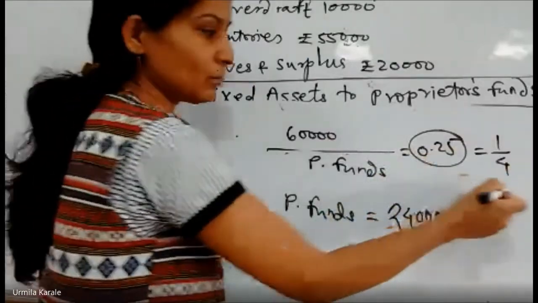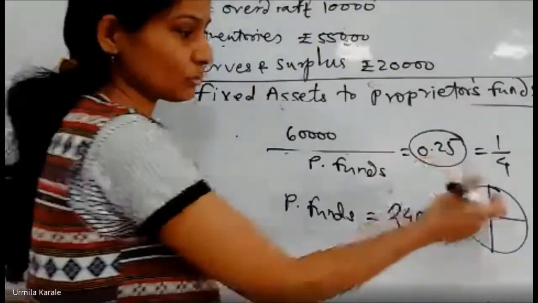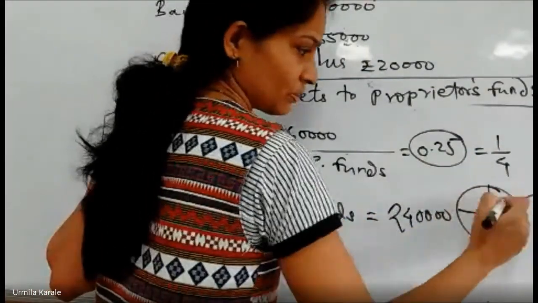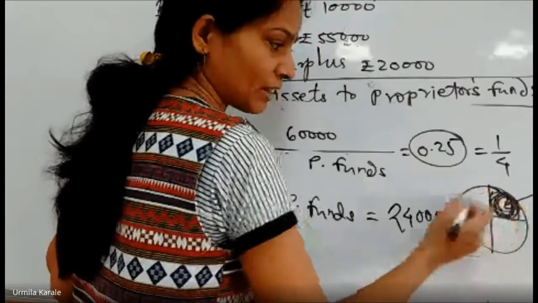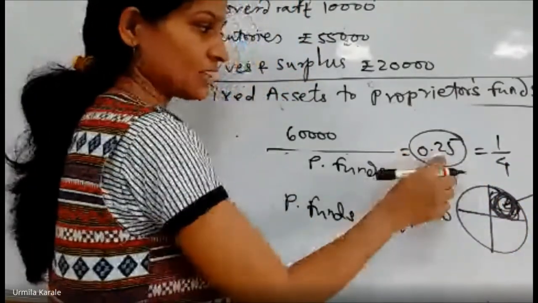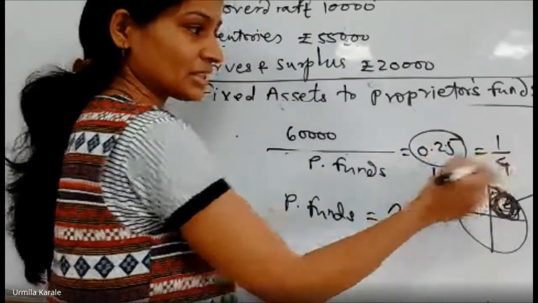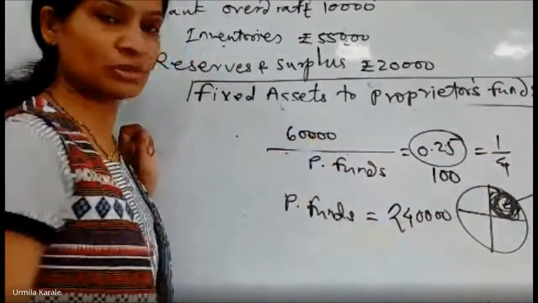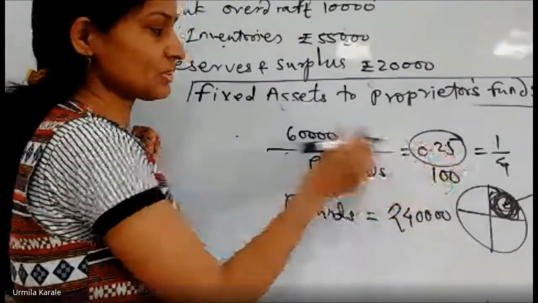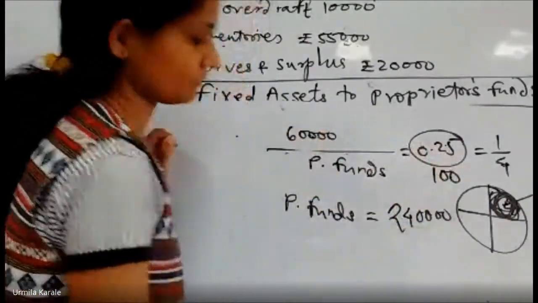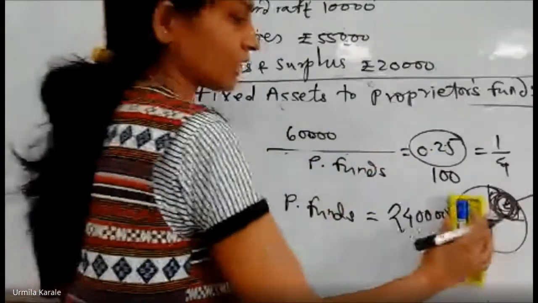25% means if I put this into 1, 2, 3, 4 parts, this 25% is 1 part out of 4. Now what does it mean? If I want to find out 100%, I have to multiply it by 4. So 4 times this is 2 lakh 40,000. So if this is 25%, then this is 240. Okay, 4 times more. If you don't understand, go with the calculation.